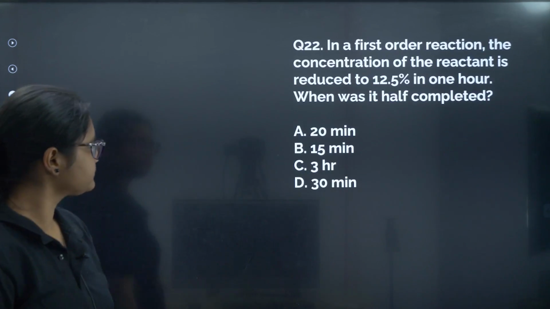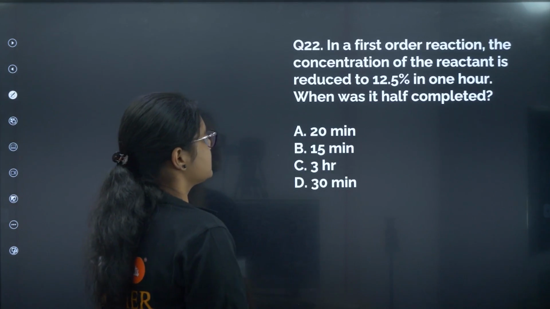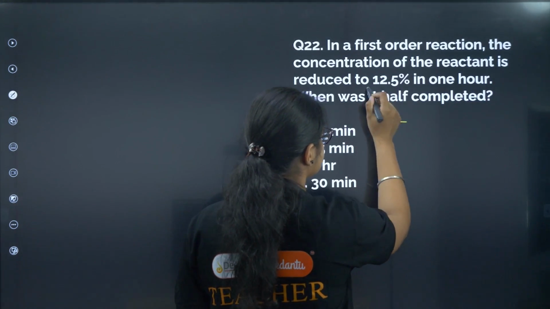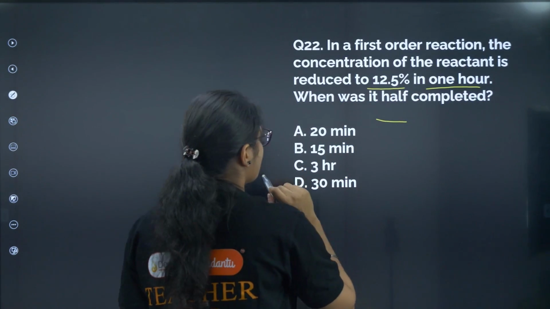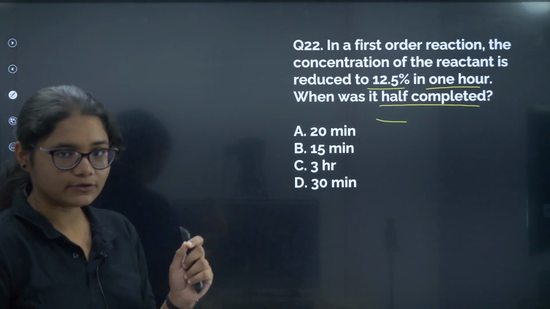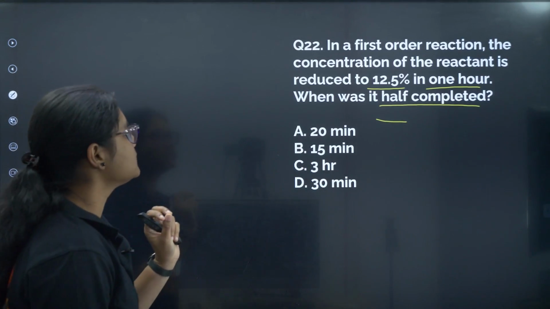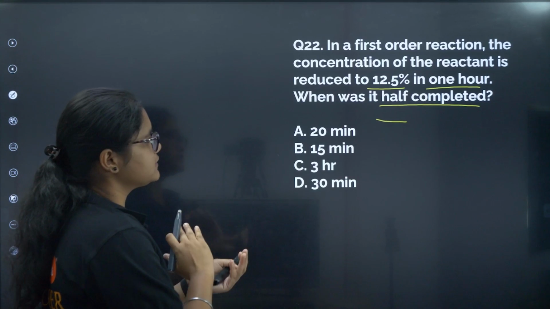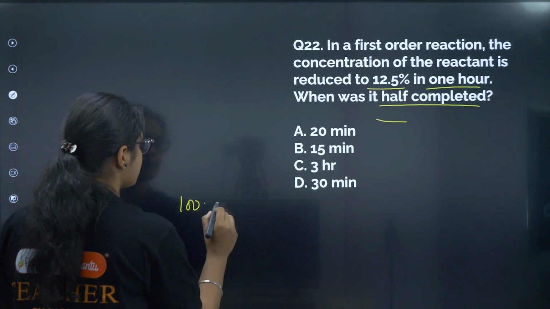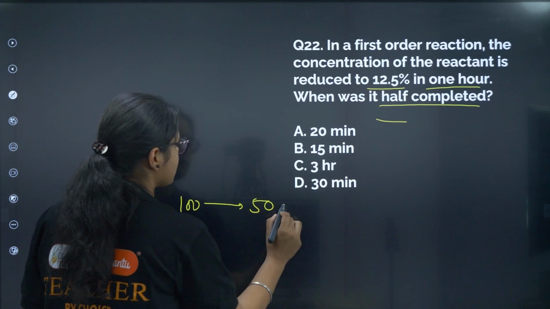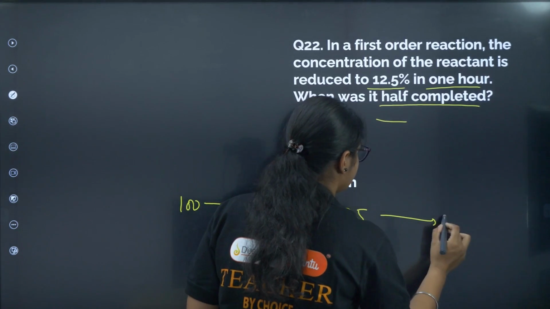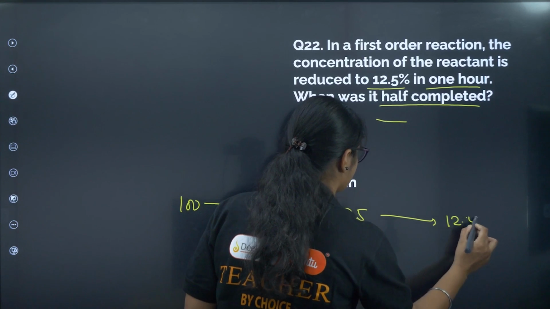Okay, next. In a first order reaction, the concentration of the reactant is reduced to 12.5% in 1 hour. When was it half completed? This is also very easy to solve if you know this trick. First of all, what is it telling? The concentration is reduced to 12.5%. Let us start with 100. After the first half-life, it will become 50. After the second half-life, 25. After the third half-life, it will become 12.5, right?